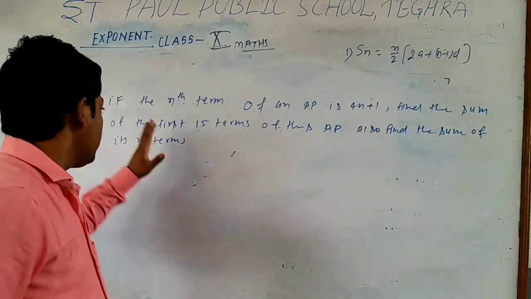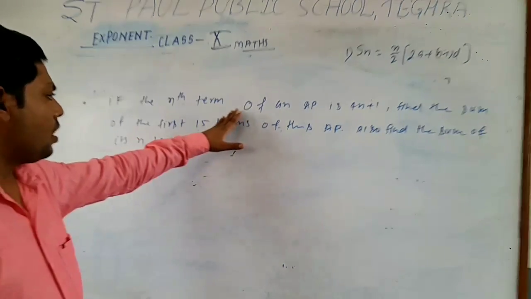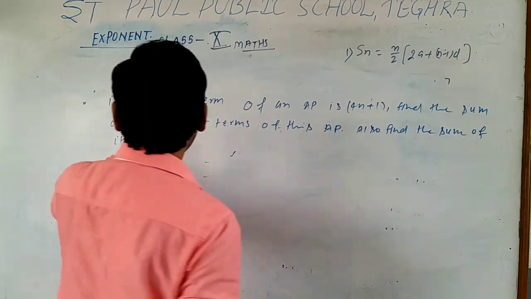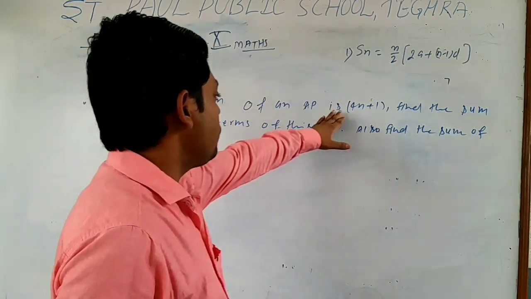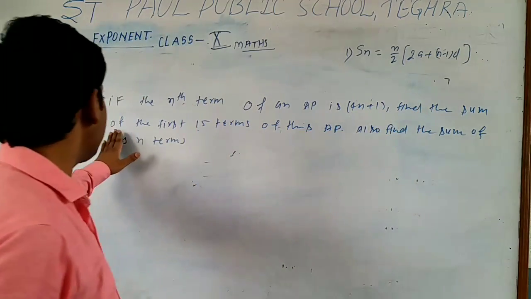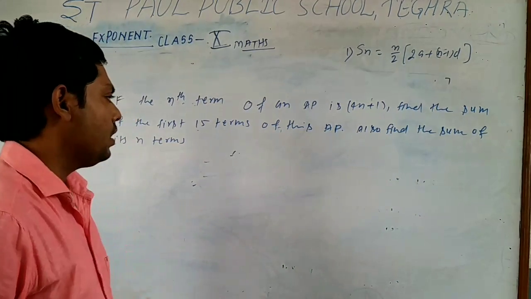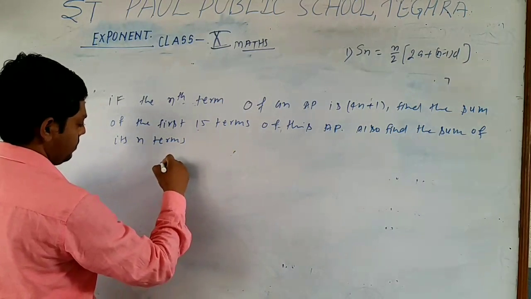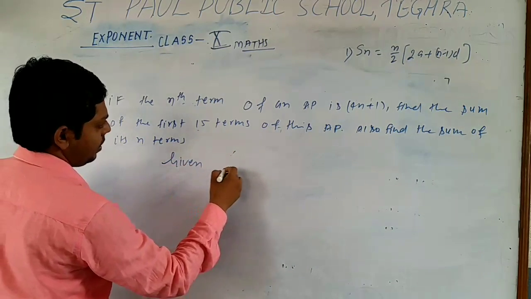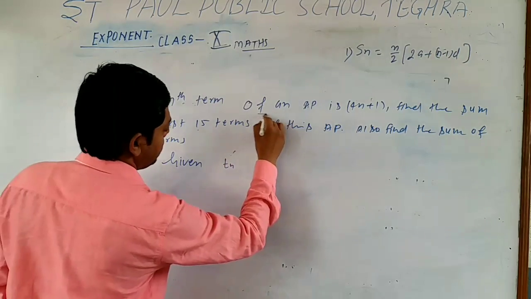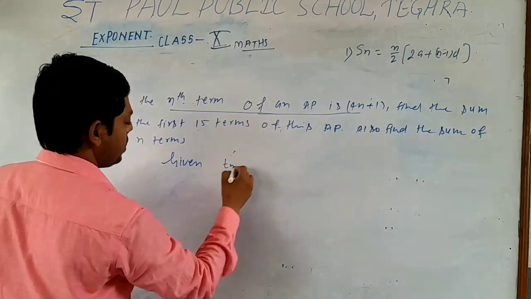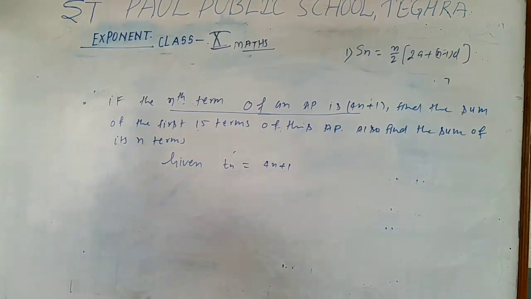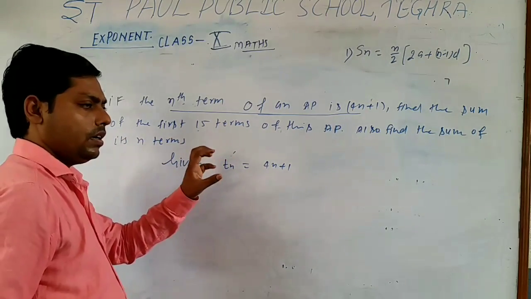What is the question? If the nth term of an AP is 4n plus 1, find the sum of the first 15 terms of this AP, and also find the sum of n terms. Given Tn, that is the nth term of the AP, is 4n plus 1. Then we have to find the sum of 15 terms.